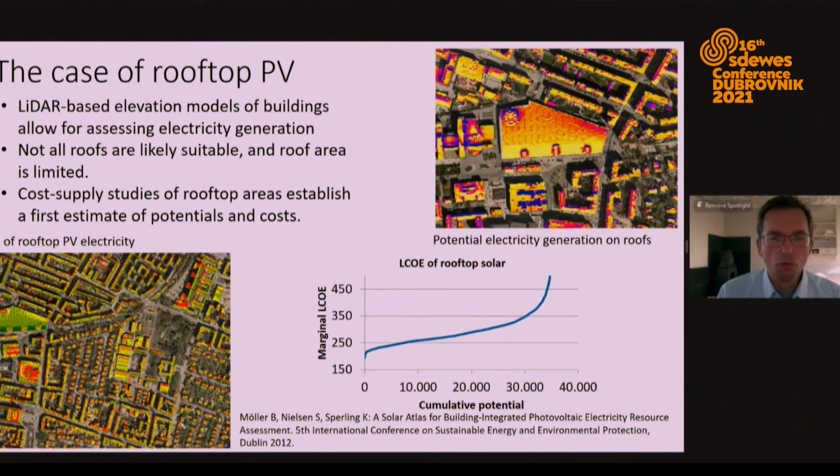We also looked at rooftop solar. Here we used a highly disaggregated database, a LiDAR (light detection and ranging) based method, a building model of Denmark that was used to calculate the inclination and the orientation of individual roofs, and then use this for assessing the electricity generation from PV. We found that not all roofs are likely suitable and the roof area is limited, but it's large enough to cover all of the electricity demand in the country.